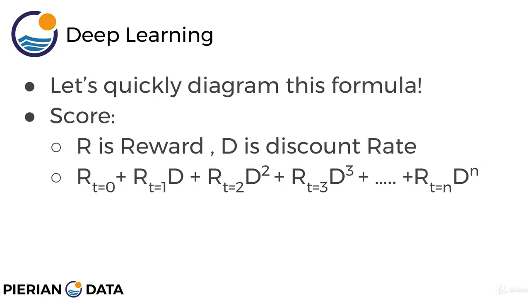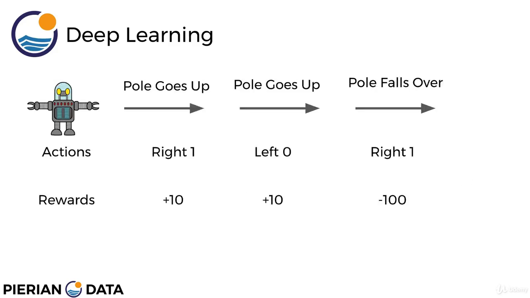So let's quickly diagram this formula. Again, what we're doing here is we're saying R is a reward, D is our discount rate, and we end up calculating a score by doing this summation multiplied by that discount rate as an action gets accounted for future rewards. Okay, so in this diagram we see here on the left-hand side we have our agent or our bot, and then it's going to perform some actions and get some rewards. And in this case, we're just looking at 3 time steps.